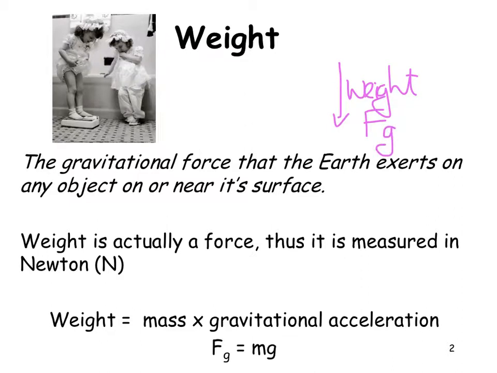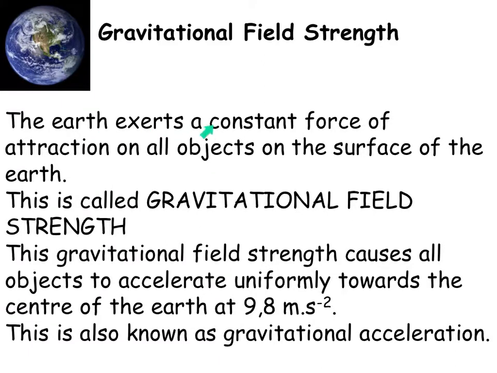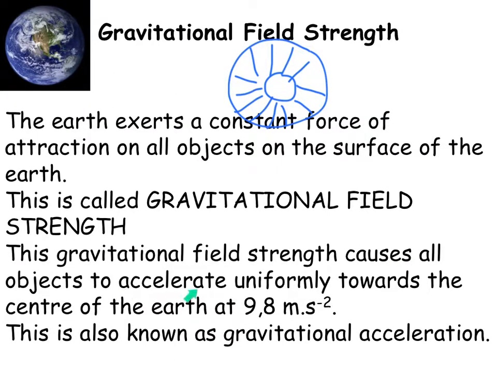Weight is a force that is measured in newtons, and weight is mass times gravitational acceleration, and we've been doing this since grade 9, so it's not very difficult. The Earth exerts a constant force of attraction on all objects on the surface of the Earth. That is the gravitational field strength. So all around the Earth is an area of space in which the Earth is able to exert a force on various bodies. This gravitational field strength causes all objects to accelerate uniformly towards the Earth, 9,8 meters per second squared.